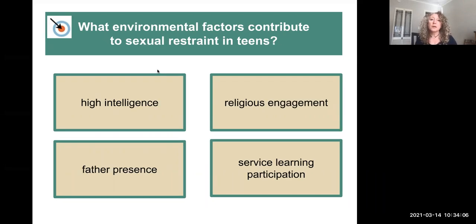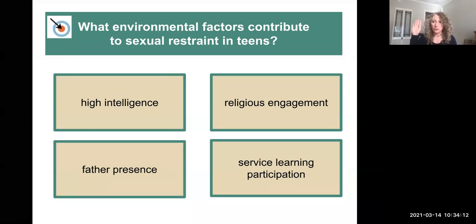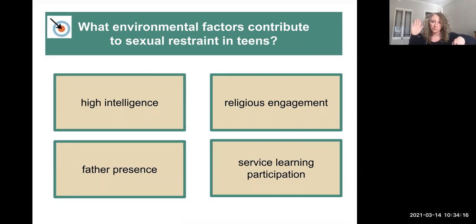And then there are environmental factors that contribute to sexual restraint. As your intelligence increases, the likelihood of you engaging in sexual activity as a teenager decreases. Religious engagement as well, father presence, and service learning participation. Now, remember, these are just a few, and as we said, one does not cause the other. There are many other variables that come into play as well.